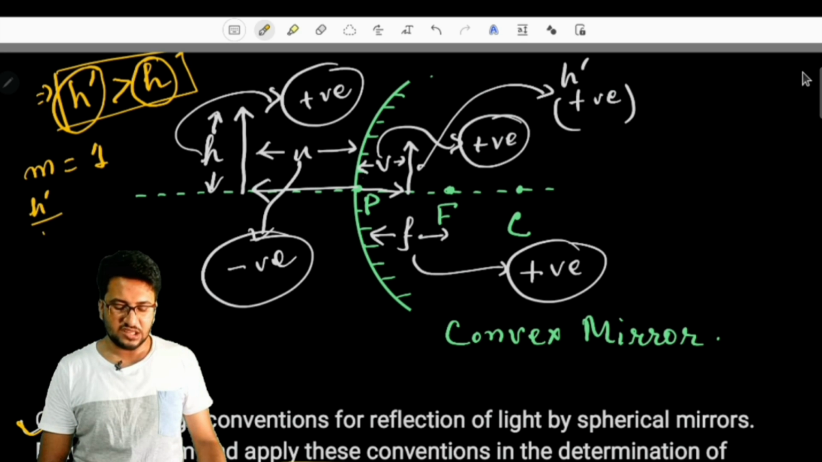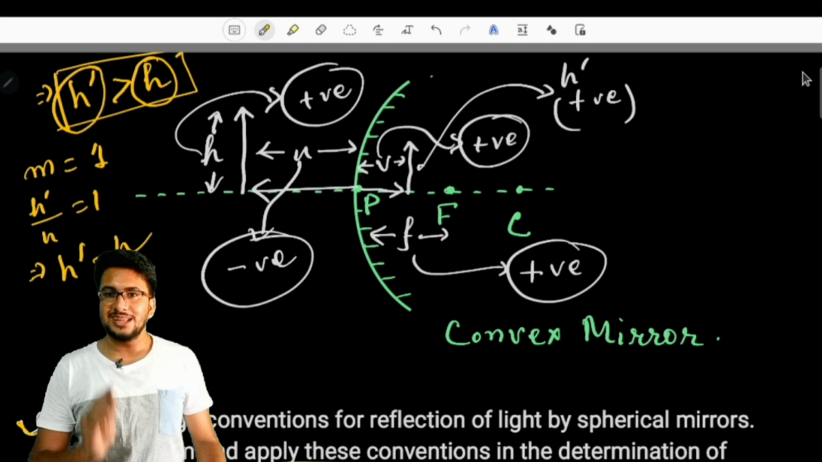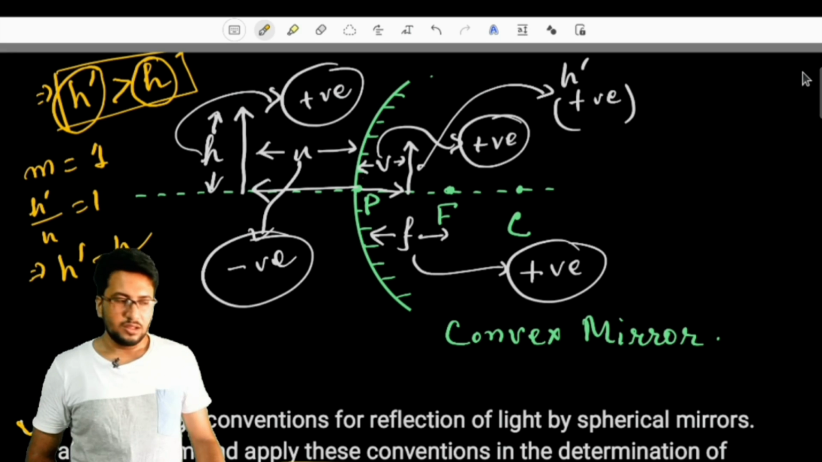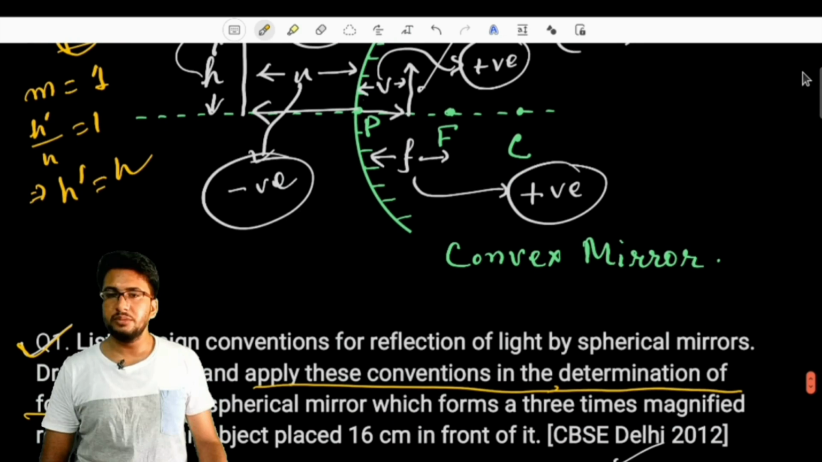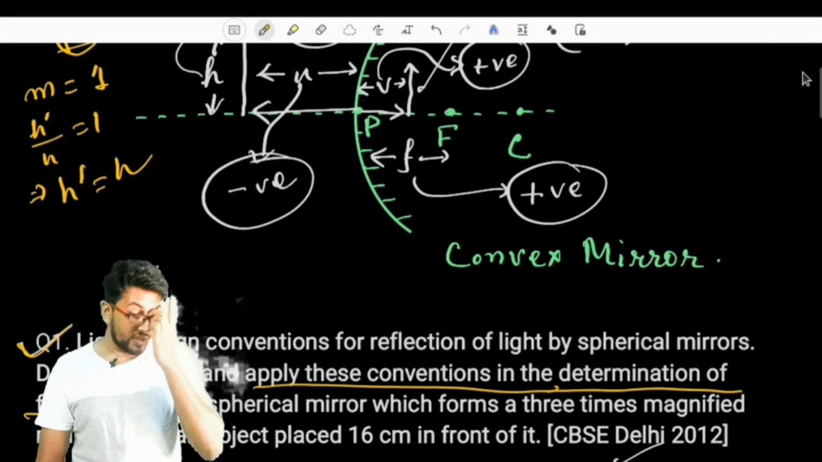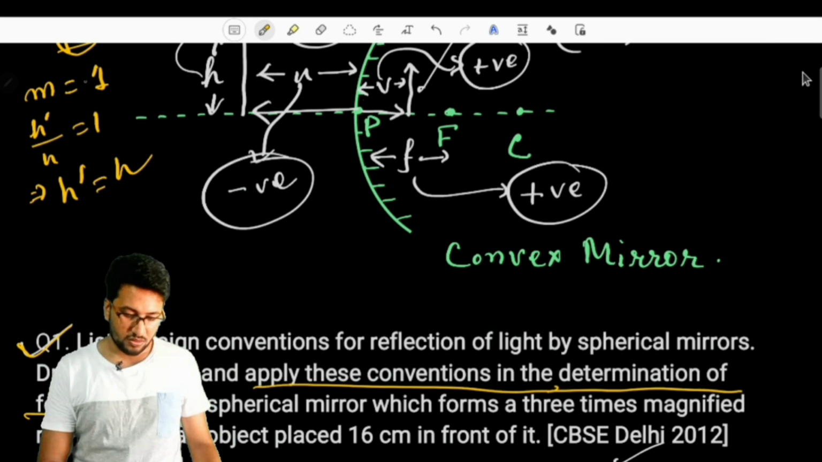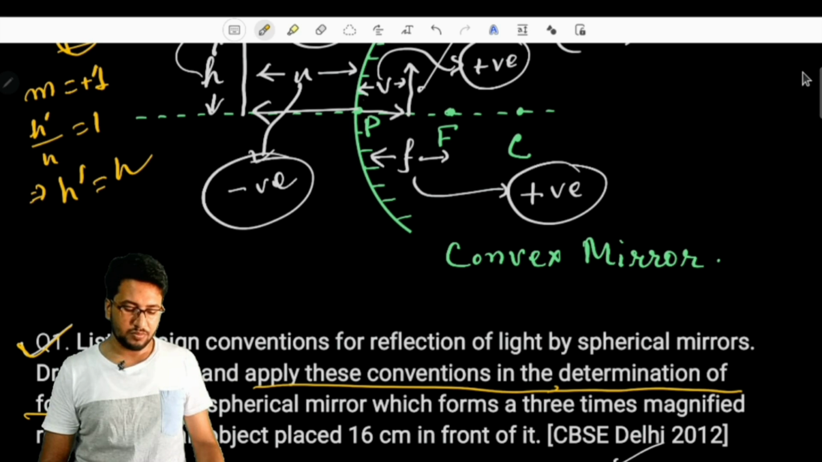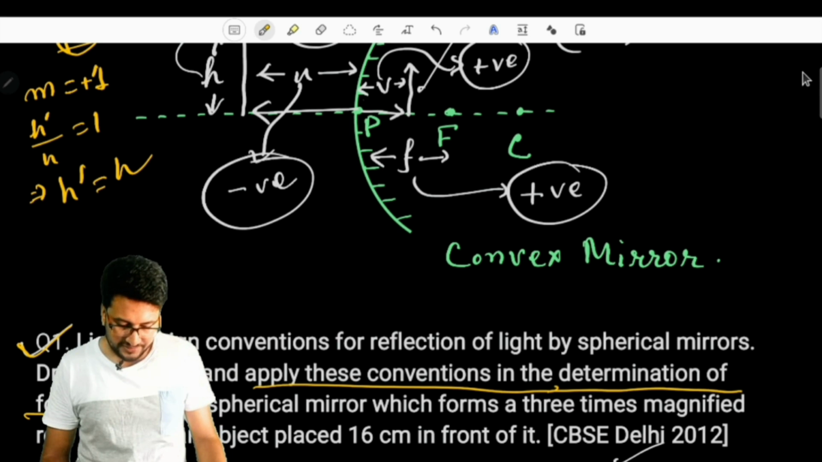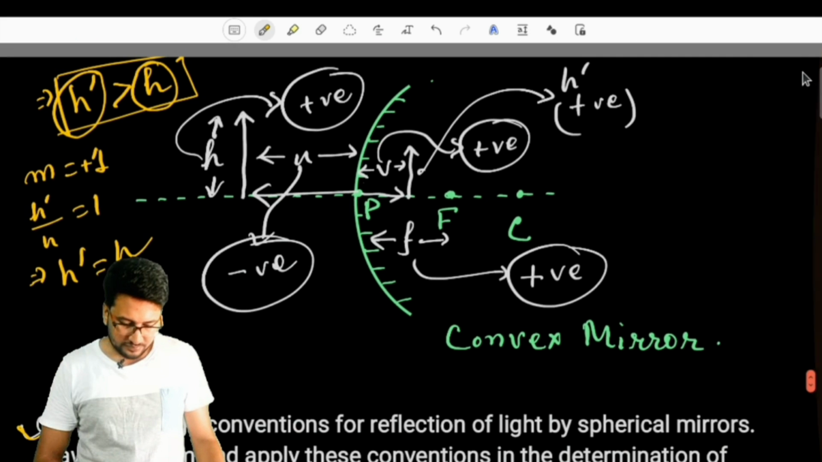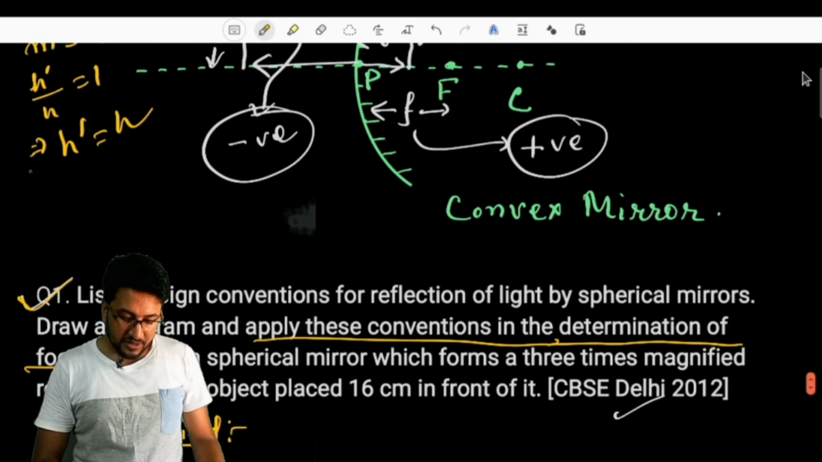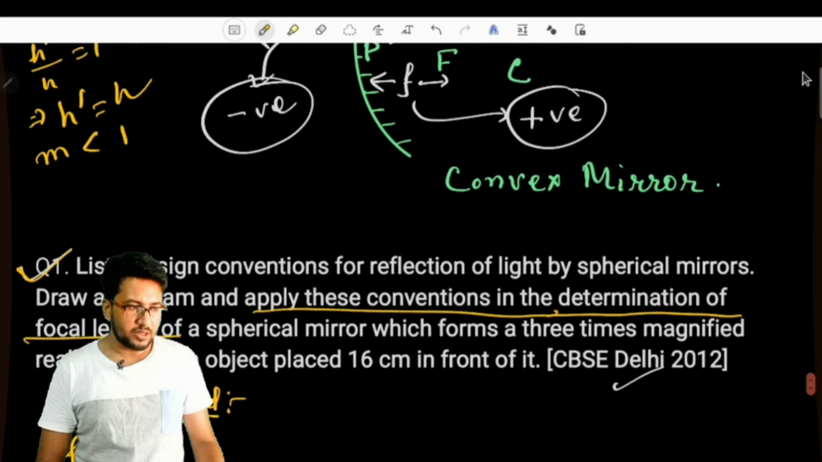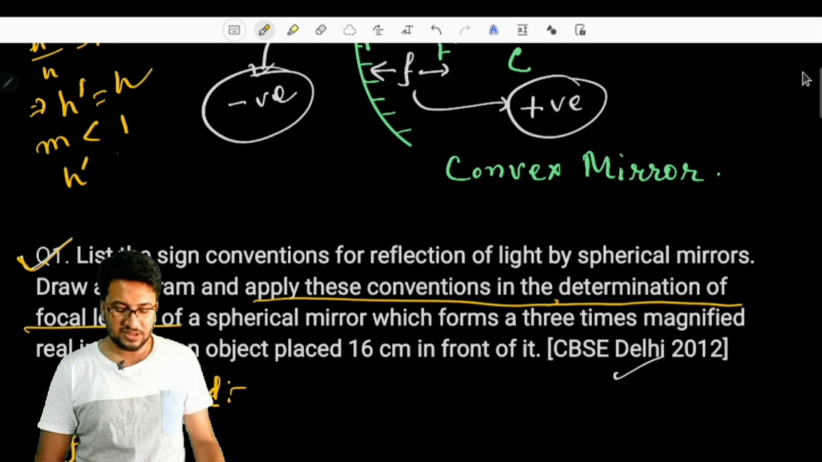Magnification equal to 1 means h dash by h is equal to 1, so we can say h dash is equal to h. In such a case, an image of equal size to the object is obtained. The height of the image is equal to the height of the object when the magnification is plus 1. And if the magnification is less than 1, then what can we say? It means h dash is less than h.